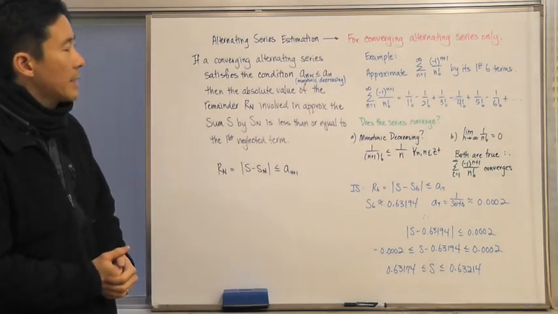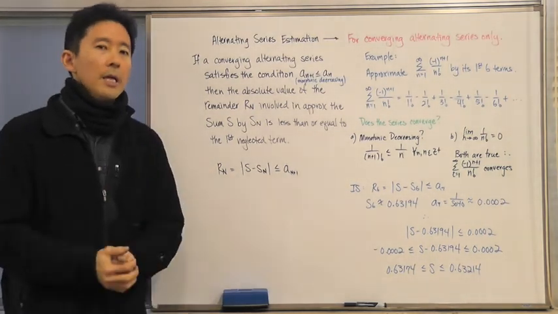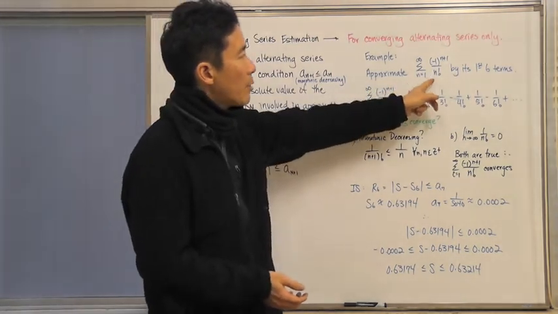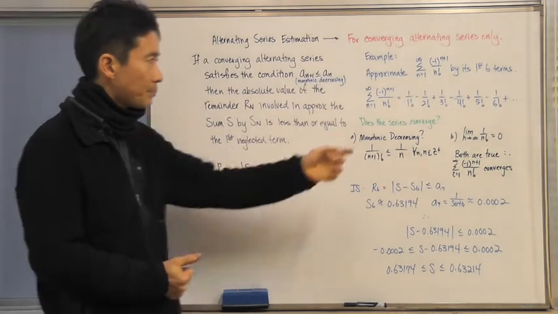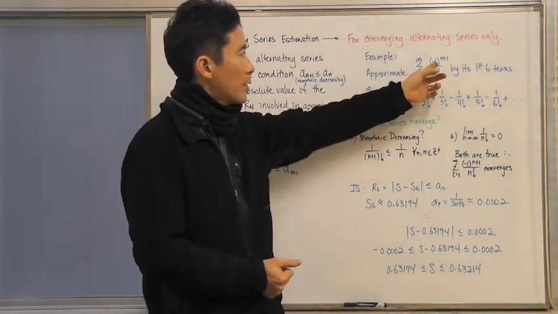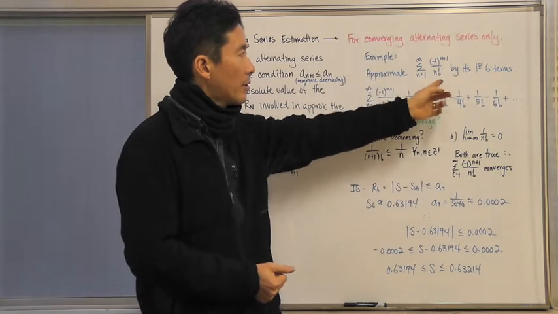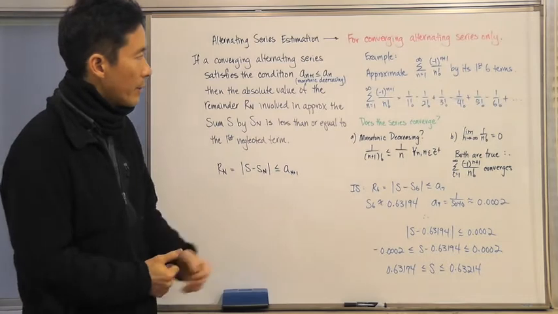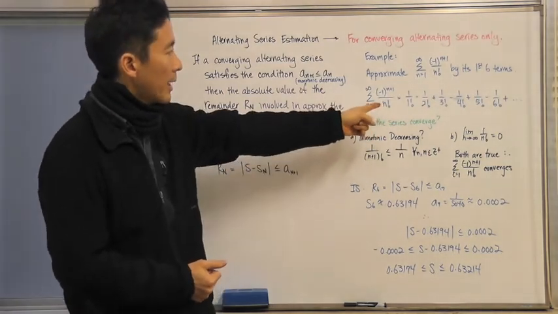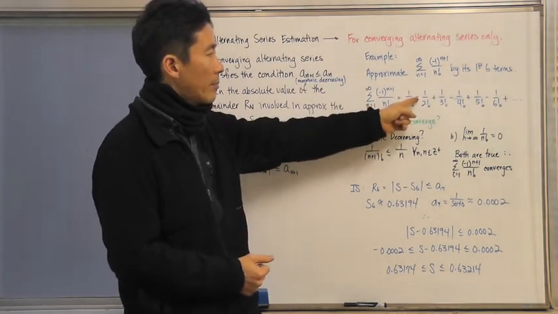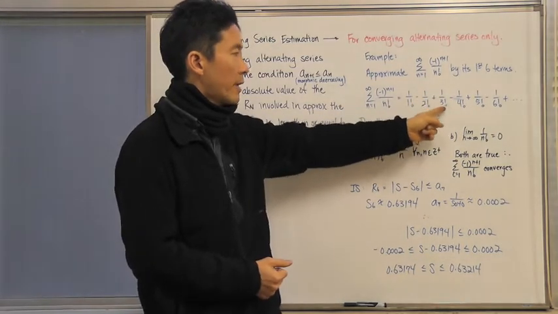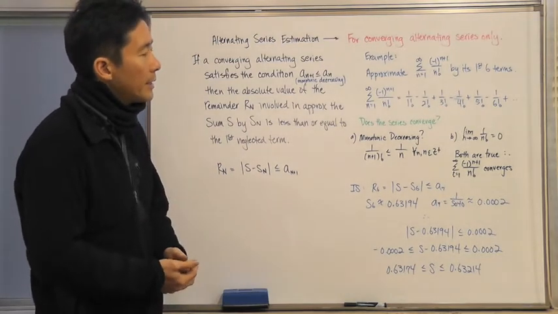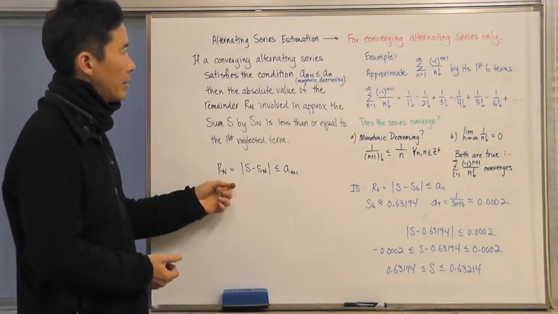Okay, so let's take a look at an example so that we can put some concreteness to this. For example, let's say that we want to approximate the infinite series, negative 1 raised to the n plus 1 divided by n factorial, by its first 6 terms. If we write that out, this is what it's going to look like. We have 1 divided by 1 factorial minus 1 divided by 2 factorial plus 1 divided by 3 factorial, and on forever.